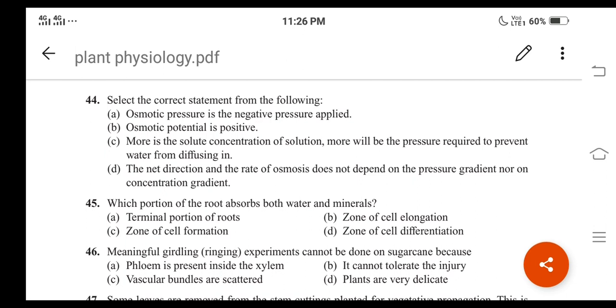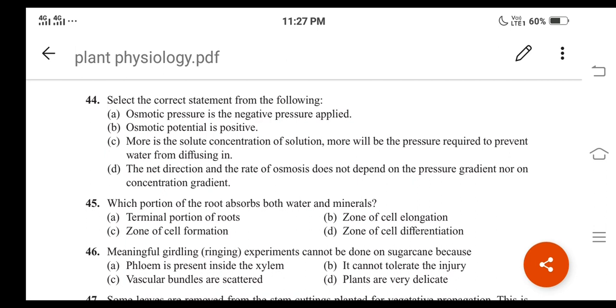What they have asked here is to select the correct statement from the following. Four different statements are there, and for question number 44, option C is the correct statement. The more the solute concentration of a solution, the more the pressure required to prevent water from diffusing in. C is the correct one. But let us look at the other options.